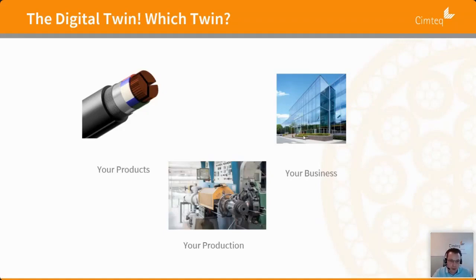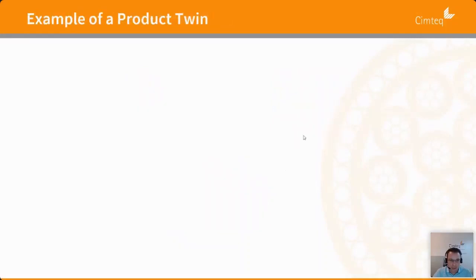So a twin is basically a model of your real life, either products or processes or equipment, so that you can analyze that data, you can work with that data digitally to really understand what's happening and to make the process more efficient. Let me give you an example of what I mean by this.